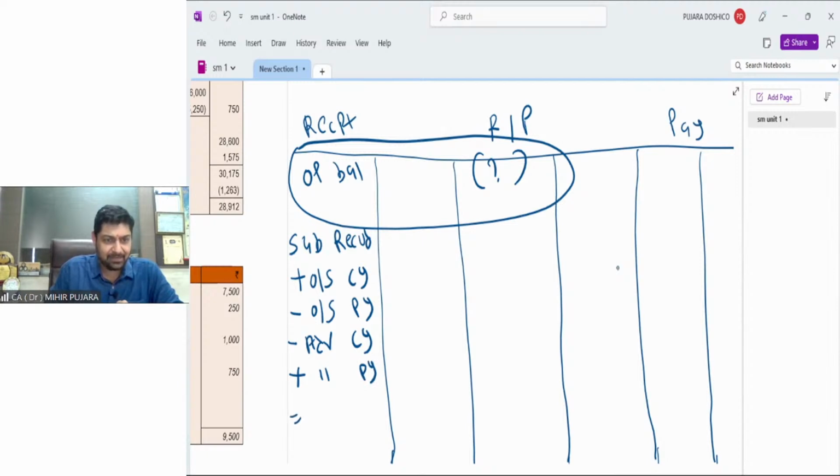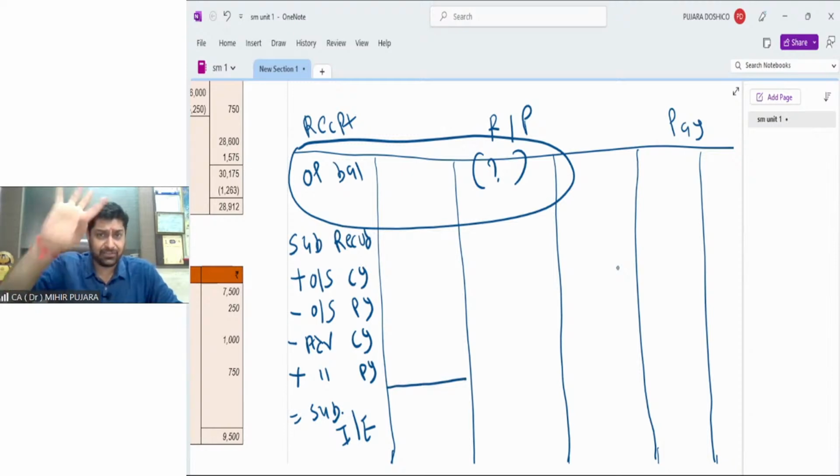equal to what do we get? Subscription of INE. Subscription of INE. This is what we have done in the previous 3 questions.